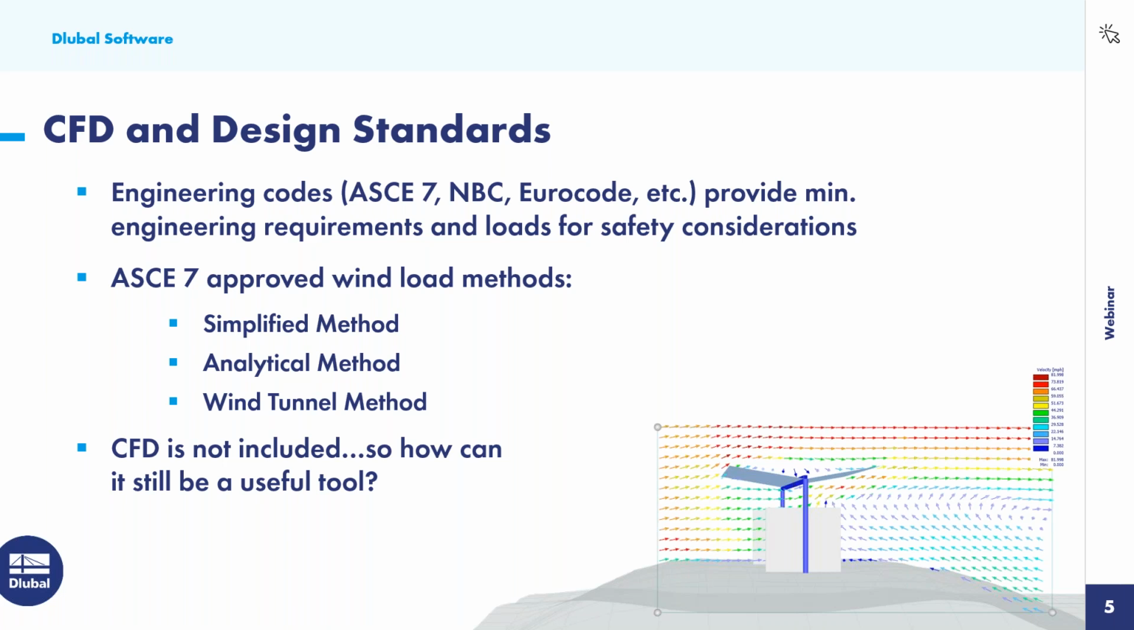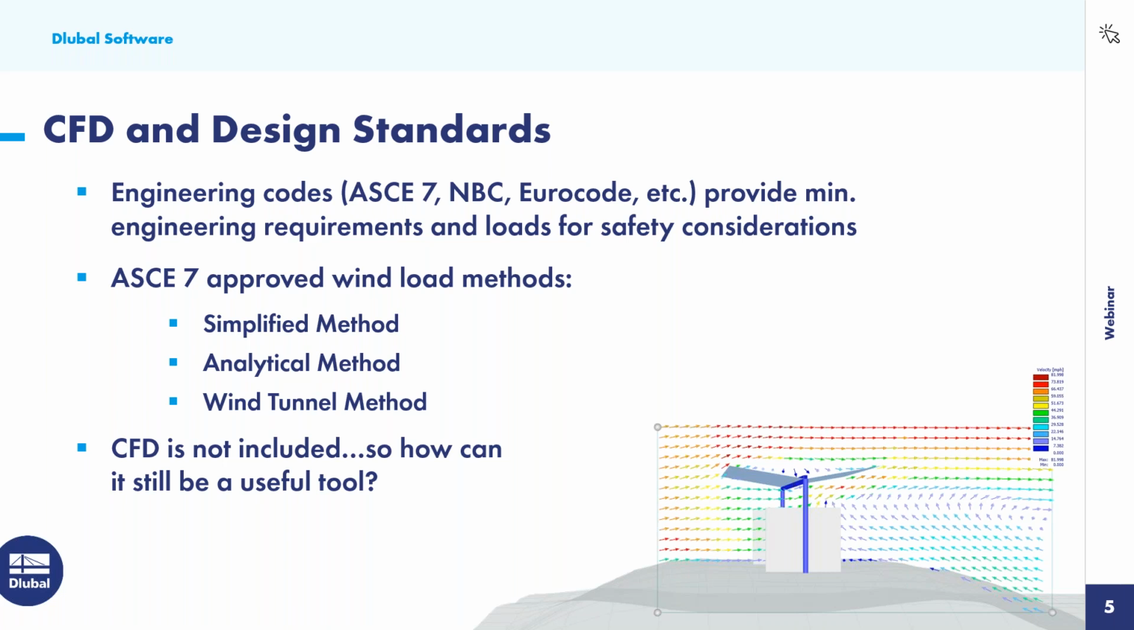The ASCE 7 has 3 approved wind load methods. The first is the simplified method. This should be used for very simple, symmetric, and short structures. The analytical method is for any structure that falls outside the simplified, but is still considered a regular structure. And finally, we have the wind tunnel method. This is for all structures that fall outside simplified and analytical and really are irregular structures.